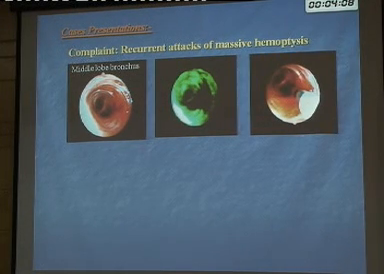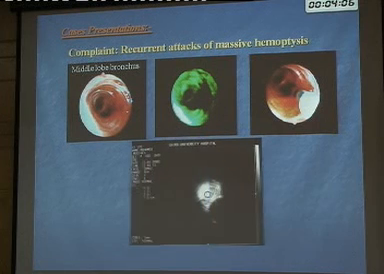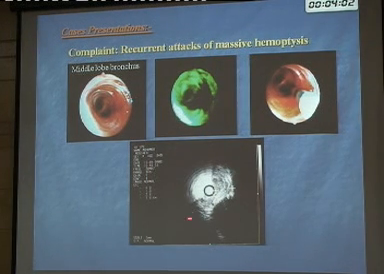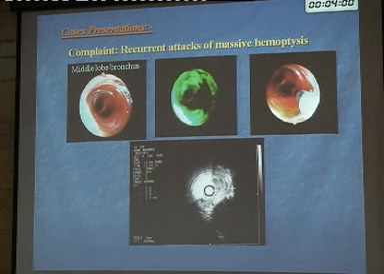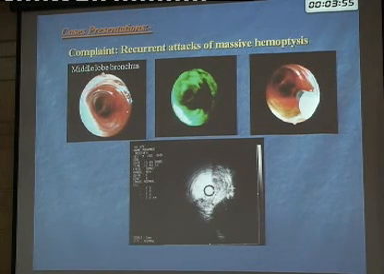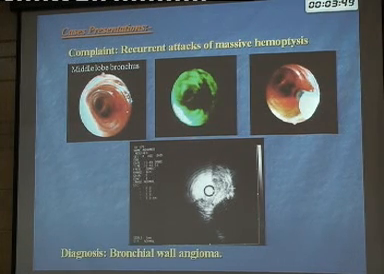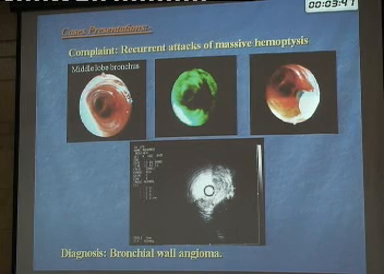And radial EBUS by direct contact technique revealed thickening of the bronchial wall and destruction of the normal layers of the bronchial wall, which was occupied by a hypoechogenic loculus with hyperechogenic margin. Due to the massive attacks of hemoptysis, the patient had a middle lobe lobectomy, which revealed the presence of bronchial wall angioma.